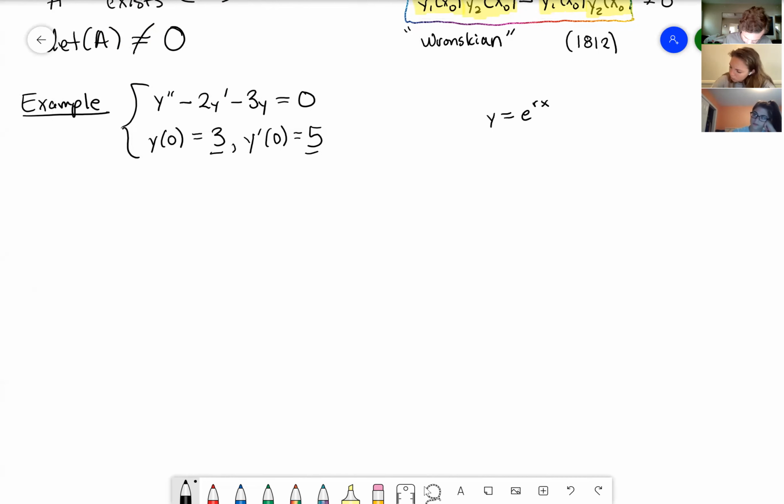Anyway, let's solve this thing. So we take this prototypical y, and I'm having a lot of difficulty concentrating because there's someone literally right on the other side of the wall talking. Y, let's figure out what y prime is. y prime is r e to the rx.